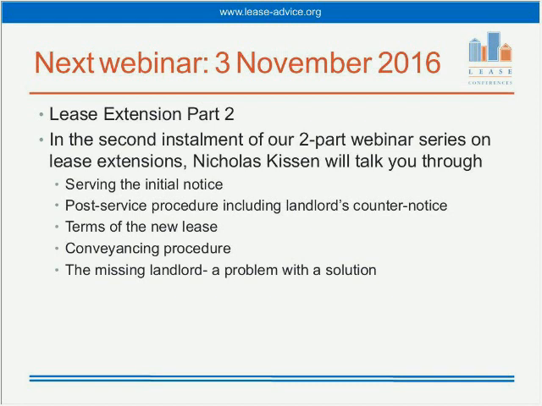This time I'm going to be talking you through serving the Section 42 notice, so taking you through the contents when drafting it. Now it's committing it to the post, or at least getting it to the other side, the competent landlord or whoever. Then there is the scenario onwards, the post-service procedure, including the landlord's counter notice. We're going to be taking you through terms of the new lease, conveyancing procedure, once all the terms have been agreed or decided by a tribunal, and I'll elaborate more upon the missing landlord. What we won't do is valuation issues.